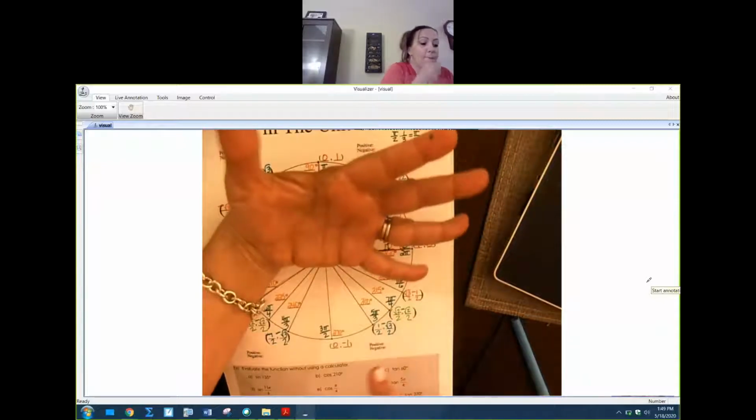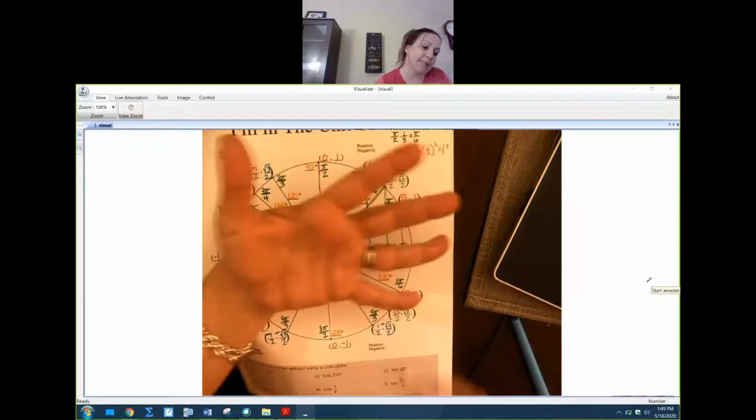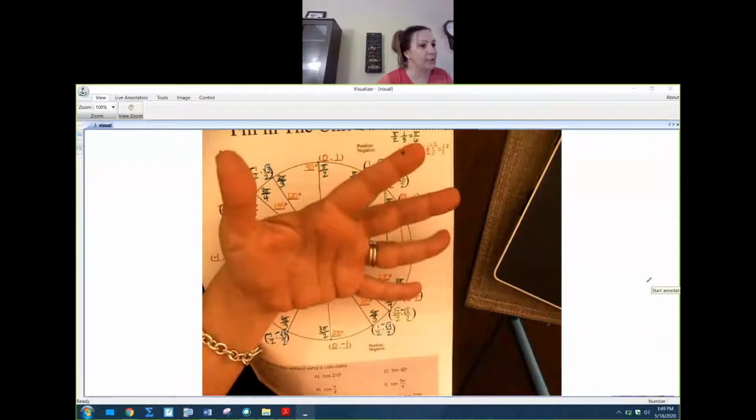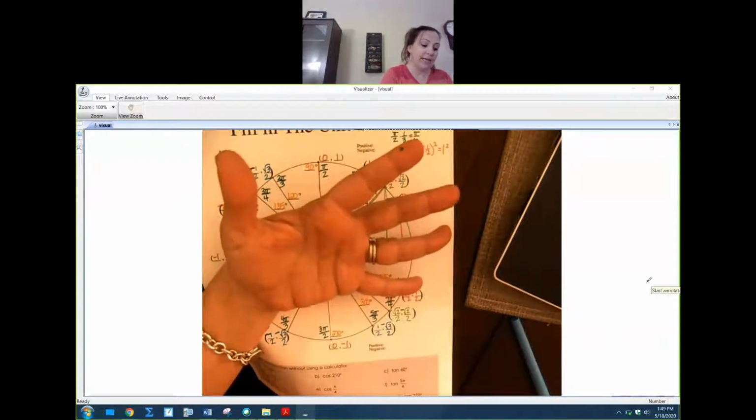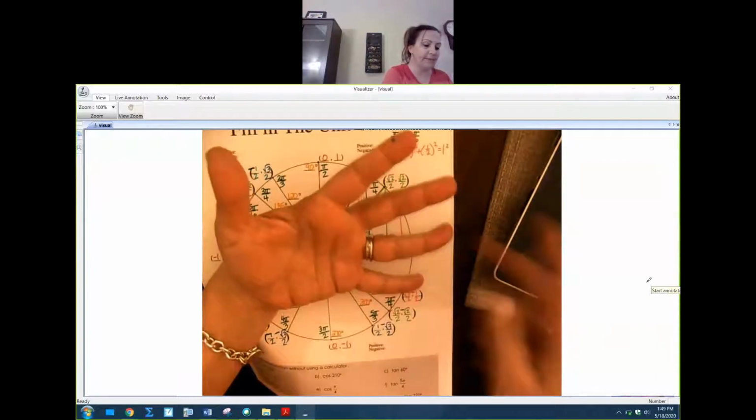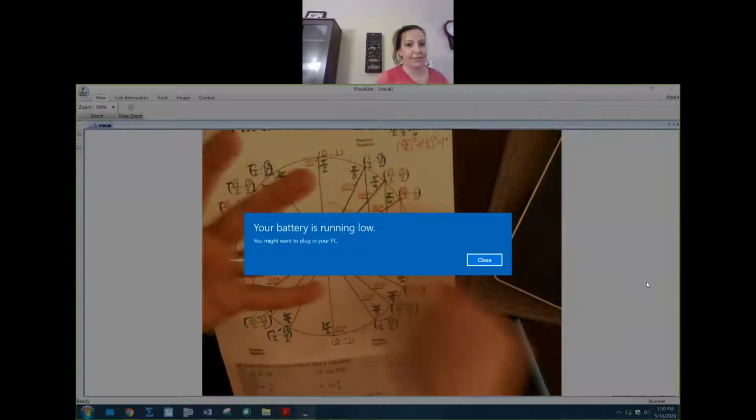But if you forget, and sometimes if it's been a long summer and I forget things about the unit circle, this helps me out. You can tell what the points are going to be. Oh, my battery is running low. Can you give me 1 sec?